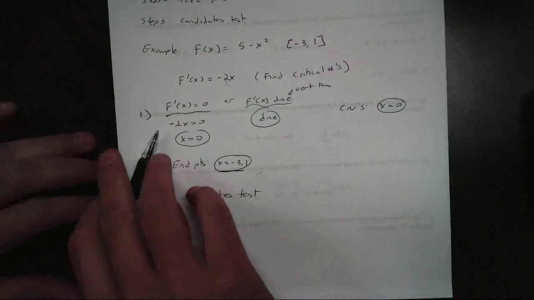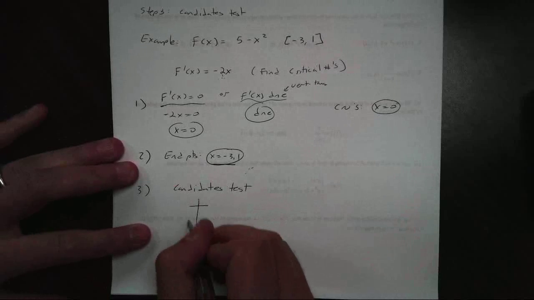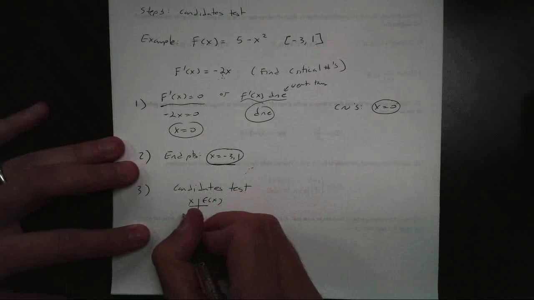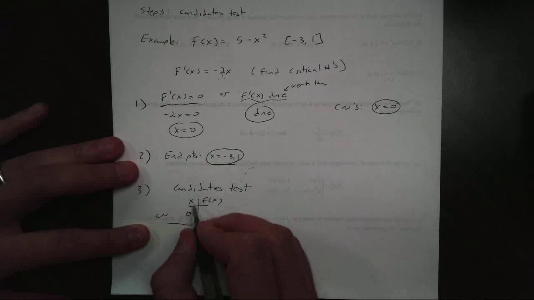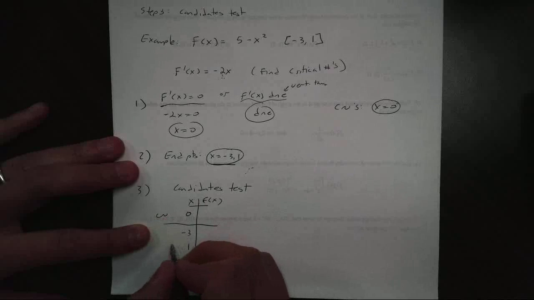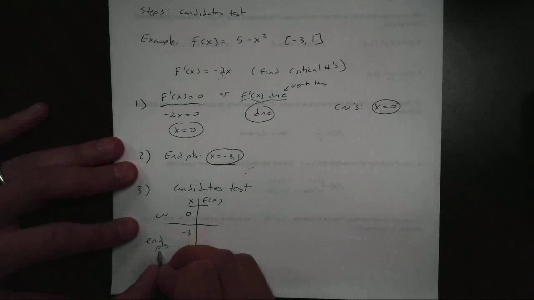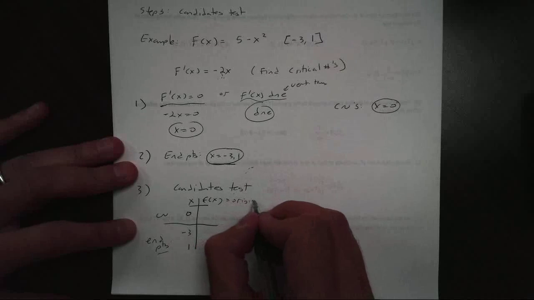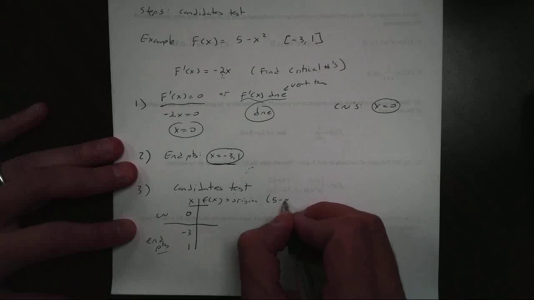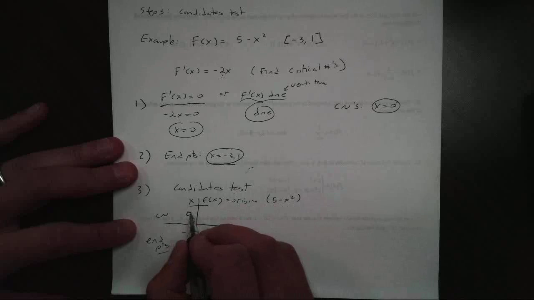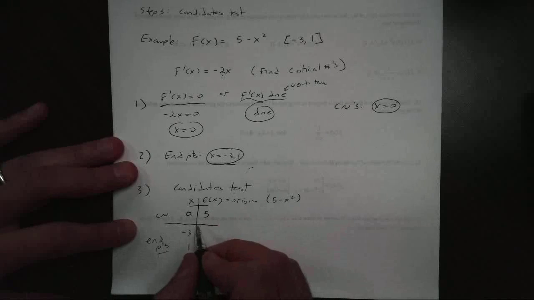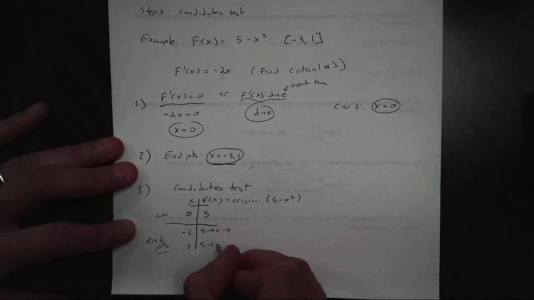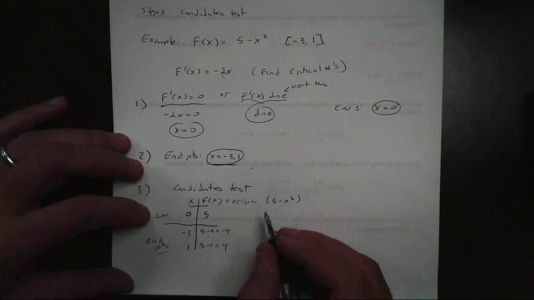Okay, so the candidates test, very simple. It's a T-chart. You did this back in Algebra 1. I plug in my numbers: my critical number, x equals 0, and my endpoints, -3 and 1. And I plug them into the original function, which for us is 5 minus x squared. So if I plug in 0 here, I get 5. If I plug in -3 here, I get 5 minus 9, or -4. Plug in 1, 5 minus 1, which is +4. And I compare.